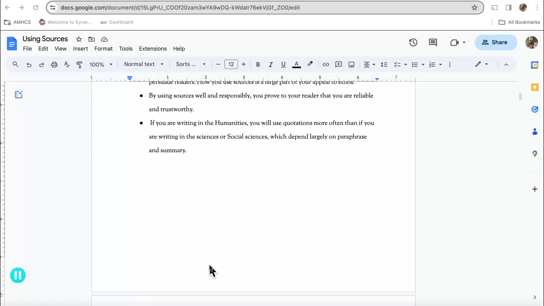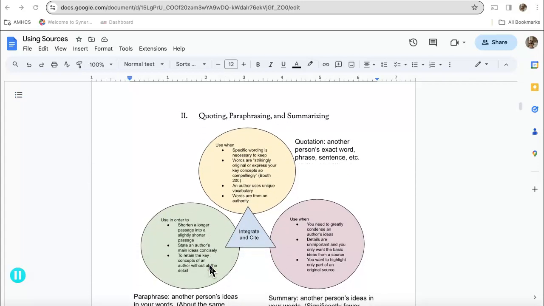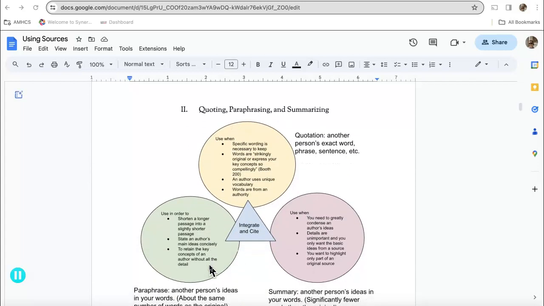All right, so a review of what is quoting, what is paraphrasing, and what is summarizing, and when to do each of those things. A quotation is really whenever you're using another person's exact word, phrase, or sentence. You want to use quotation when specific wording is really necessary to keep. Someone has said something in such a unique and specific way that you really have to keep that wording.